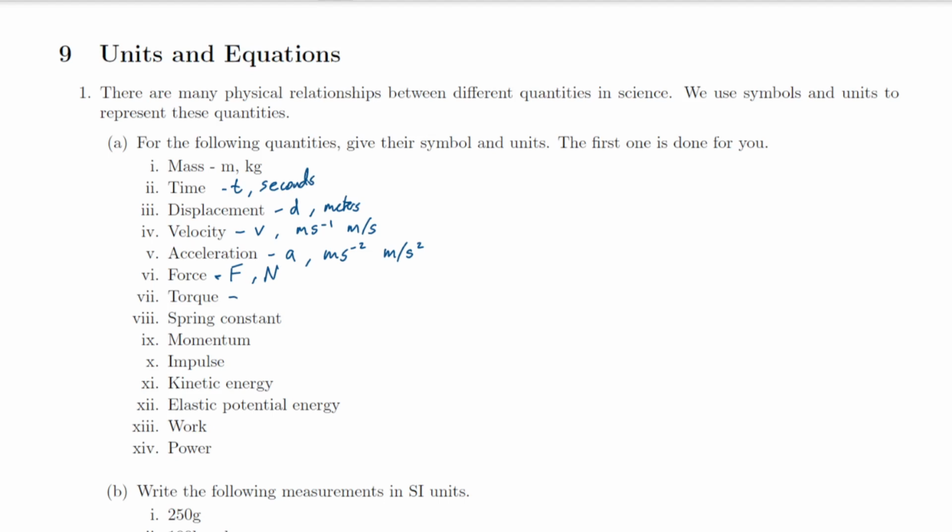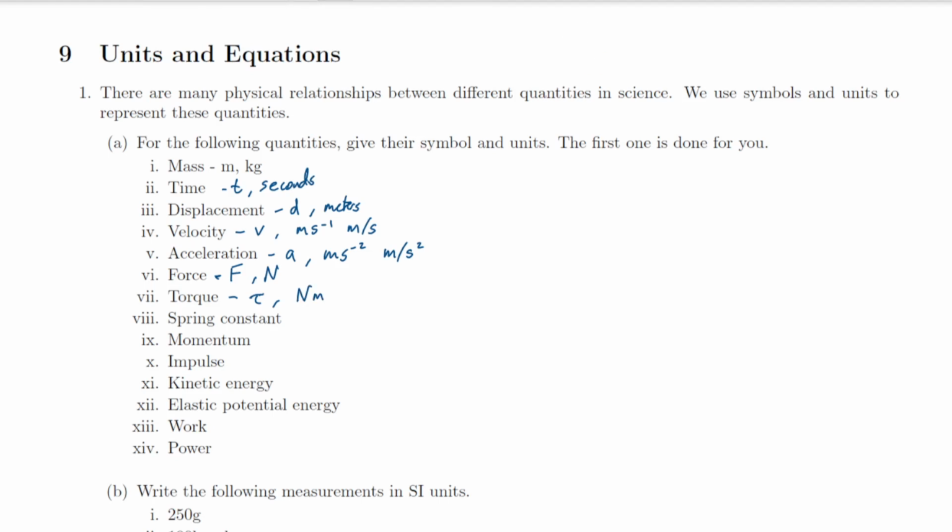Torque, in level 2, we use tau. This is the Greek letter tau, so it's got a curve at the top and then a curve sort of at the bottom. So that's tau. You might also see it as capital T. And the units for torque, well, we know torque is force times perpendicular distance, and so that's newtons, meters. So units are newton meters.